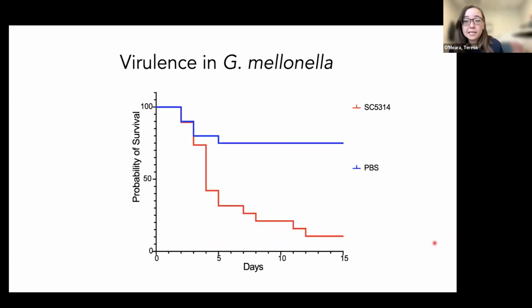Then we wanted to go from a simple cell model to understanding virulence, and we're using the Galleria mellonella waxworm model. What I'm going to show you is the kinetics of mortality over time, the probability of survival. When we infect with our SC5314 reference strain, we see good mortality over the last two weeks. And with PBS, there's not very much.